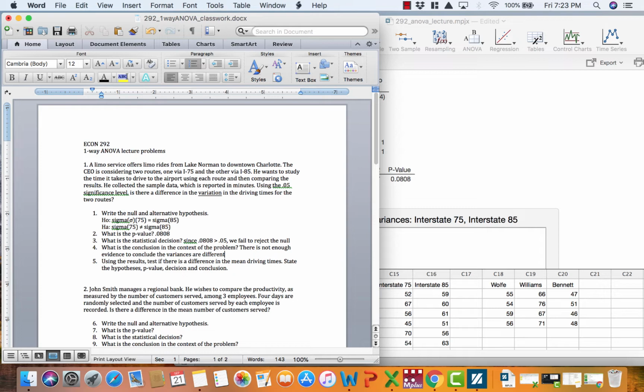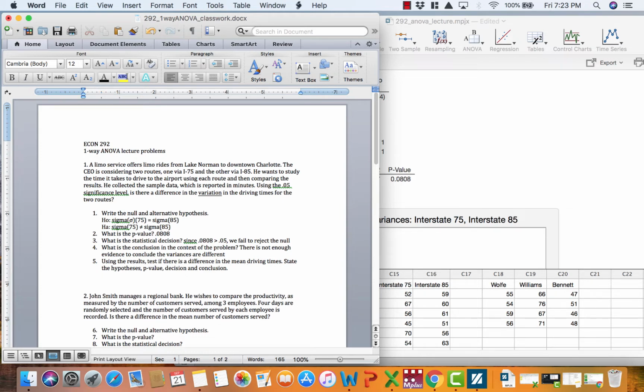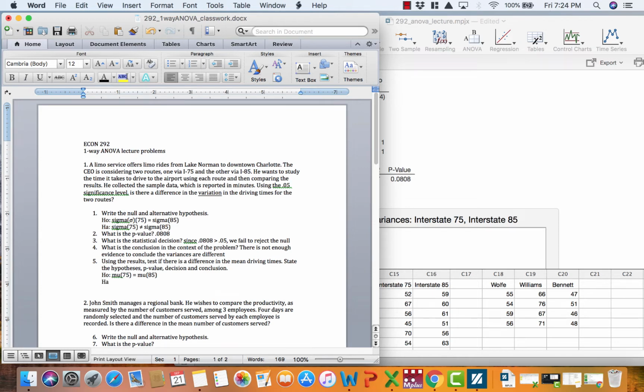This is part one of a two-part problem. Part one will ask you, is there a difference in the variances? That's what we just did. We concluded that there's not enough evidence to conclude there's a difference. And then part two will say, using the results, test if there's a difference in the means. So here, test if there's a difference in the mean driving times. So now we have mu 75 equal to mu 85 versus mu 75, and we can just copy our not equal to mu 85.